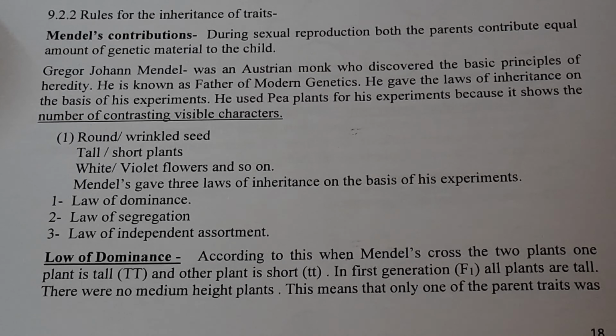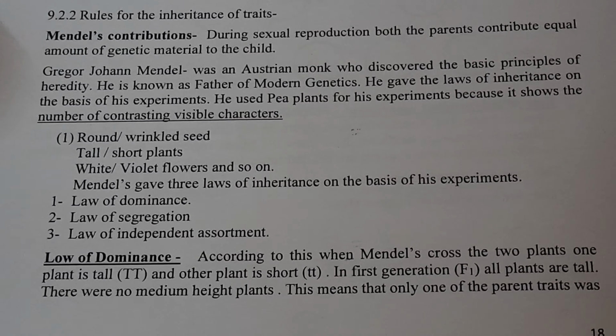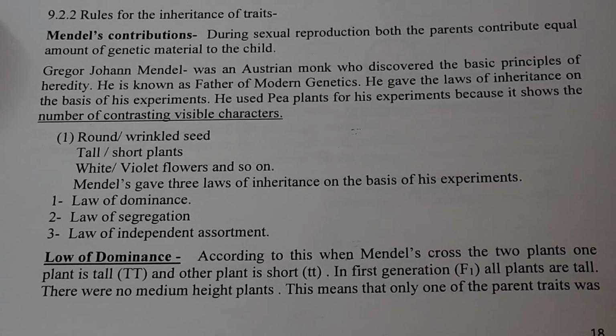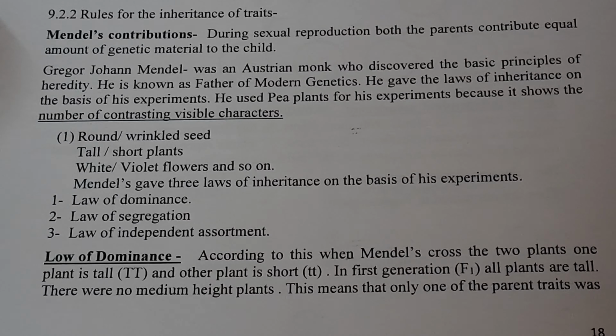Mendel gave 3 laws of inheritance on the basis of his experiments. The first one was the law of dominance, then the law of segregation, and the law of independent assortment. According to the law of dominance, when two plants are crossbred, then in the first generation all the plants are tall. It means he crossbred two plants, one tall plant and one short plant.